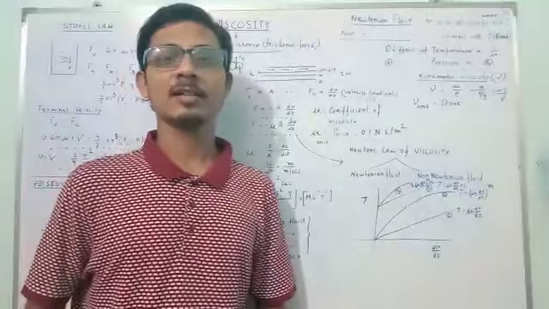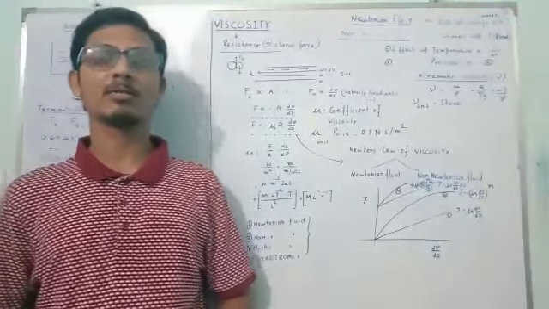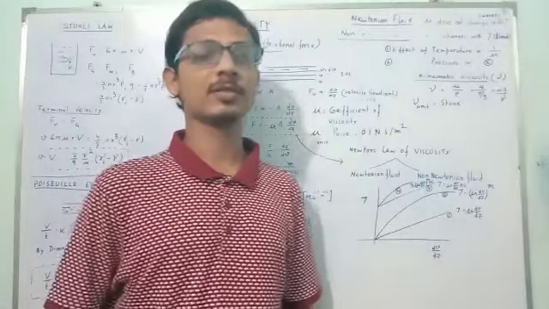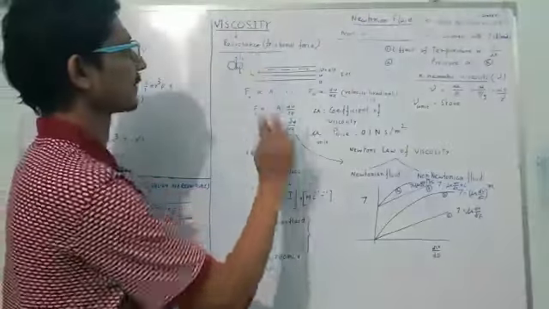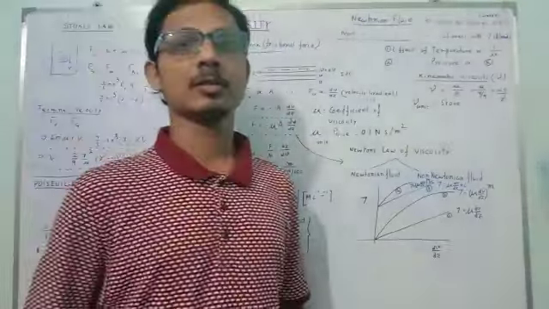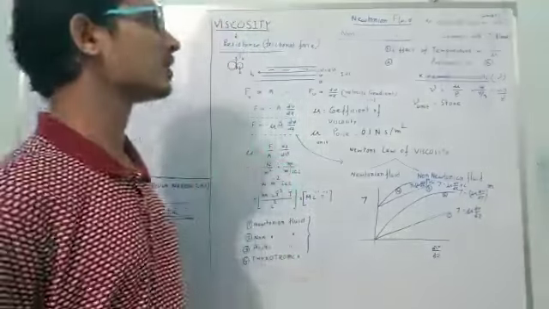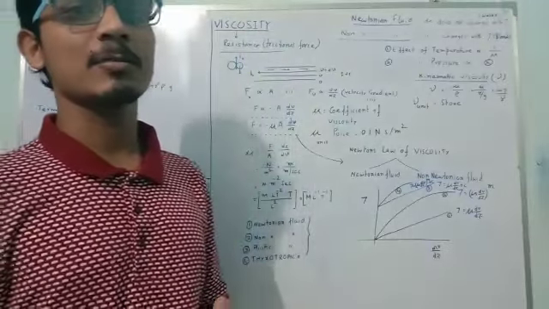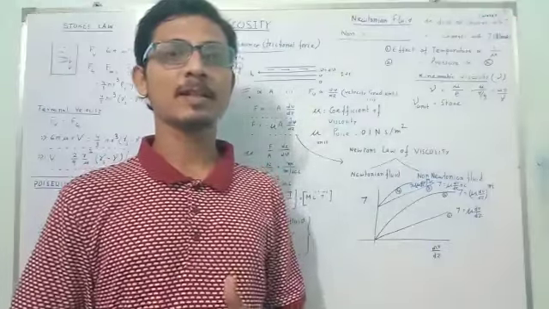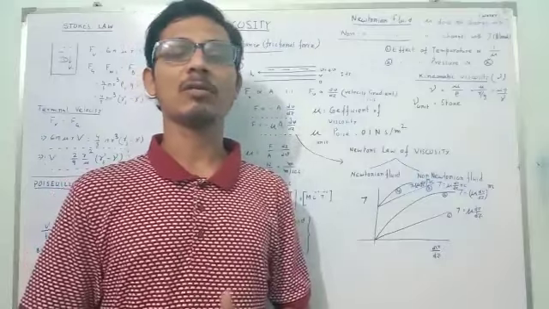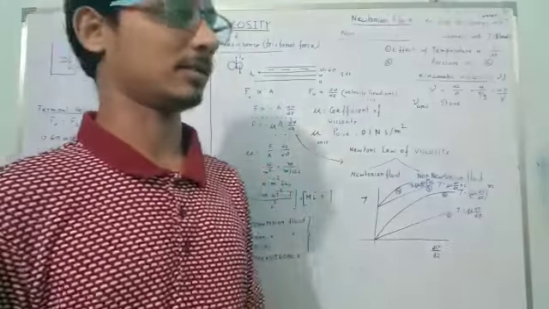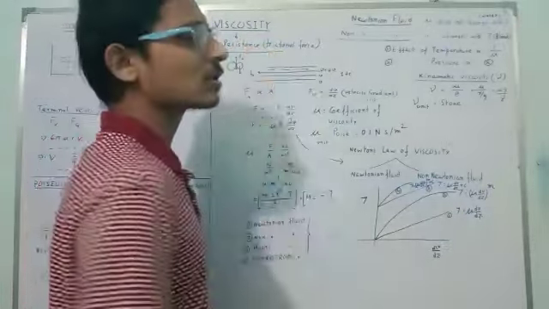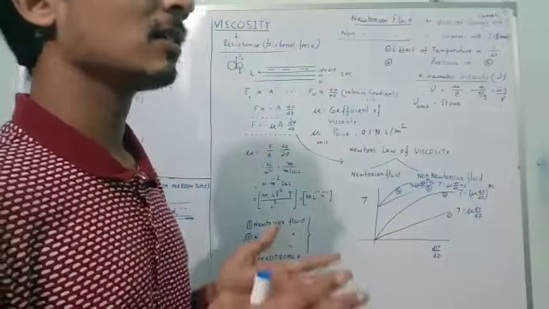Students, today we are going to discuss another very important property of fluid, which is called viscosity. In simple words, the term viscosity refers to a frictional or resistive force which acts between two consecutive particles of a fluid or a liquid. So viscosity is the resistive force or frictional force offered by the particles of a fluid.